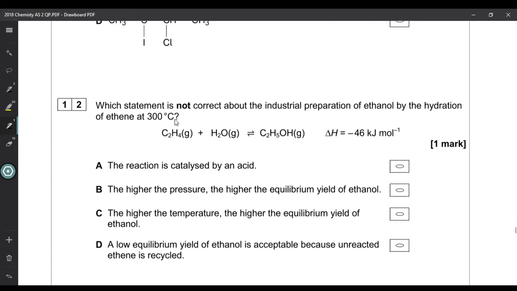Which statement is not correct about the industrial preparation of ethanol by the hydration of ethene at 300 degrees C? So we can see that it's an exothermic reaction. So the higher the temperature, then the higher the yield at equilibrium of ethanol.